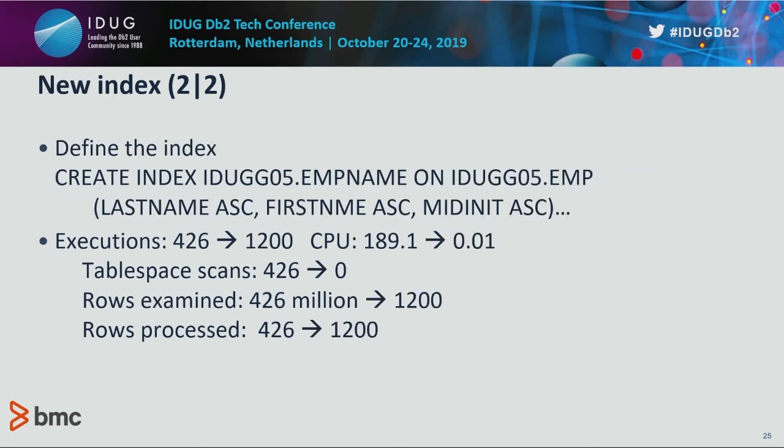In so doing, it's a similar dramatic reduction. Actually, because I used the same period of time, I went up from 426 to 1,200 executions. But even with that increased number of executions, the CPU is dramatically reduced. You eliminate the scans, and you see the corresponding drop in the rows examined. And the rows processed is still the same per execution.